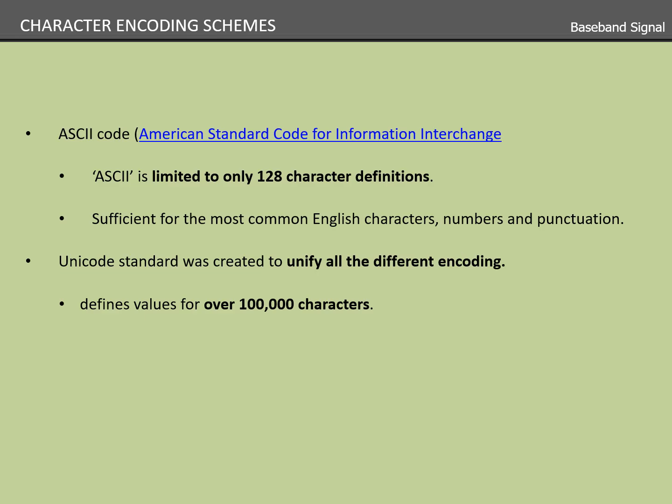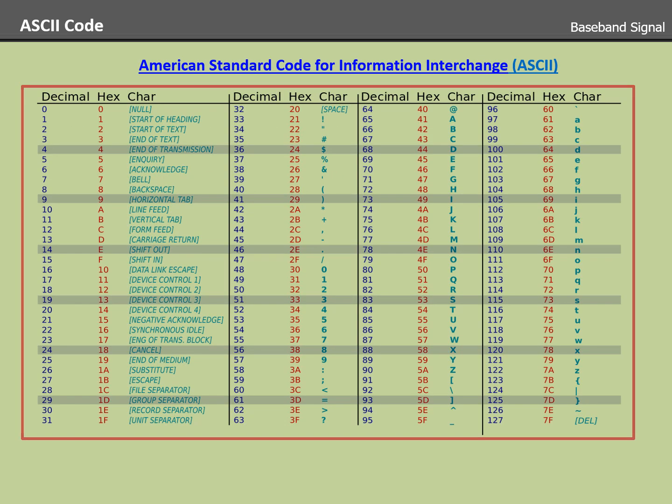In the keyboard, each key is represented with a binary code. There are 2 different coding standards, ASCII code and Unicode. ASCII code is limited to only 128 characters, and Unicode can represent more than 100,000 characters. This is a table of the ASCII code.